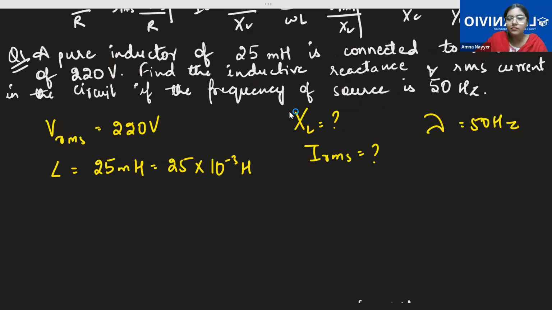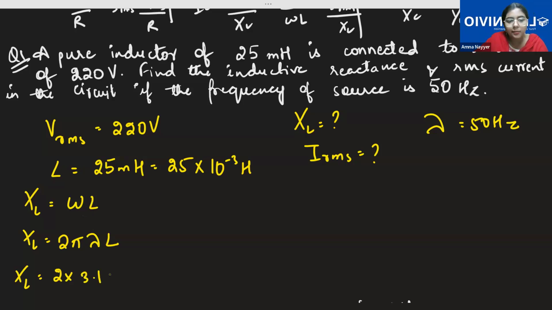Now see, XL is equal to what? XL is equal to omega L. Omega is not given, but linear frequency is given, so you can put 2 pi nu L. This is the formula we've already discussed in the last class. So XL will be 2 into pi, which is 3.14.